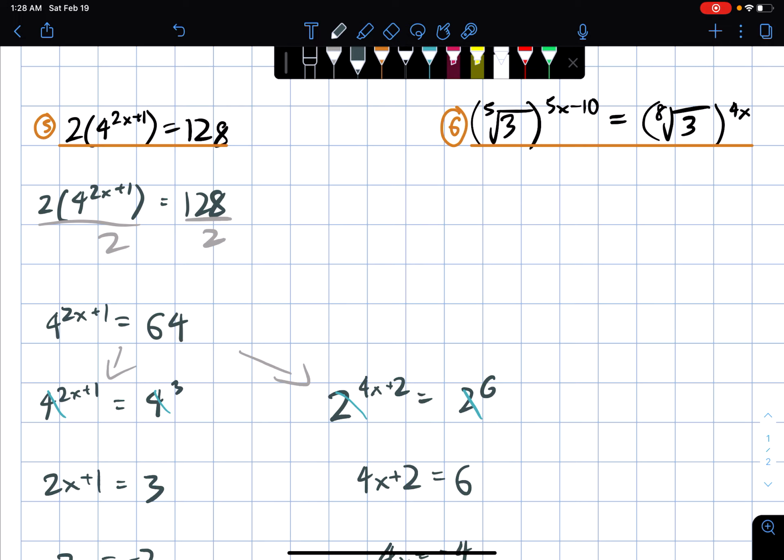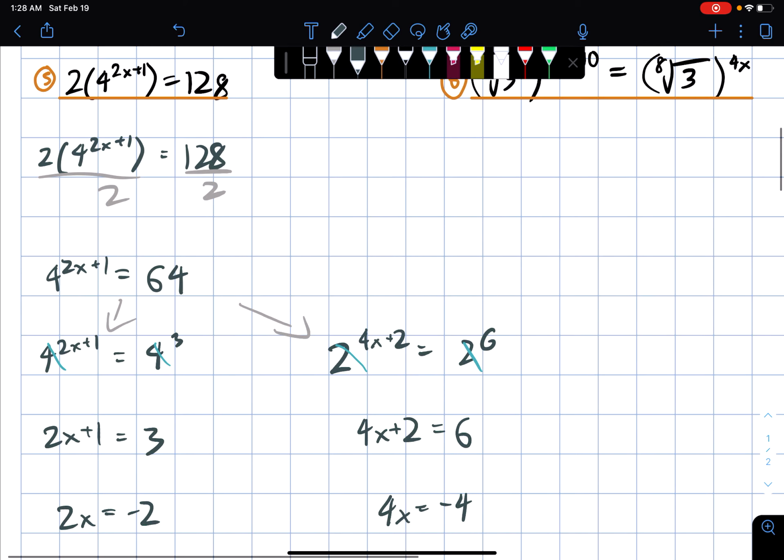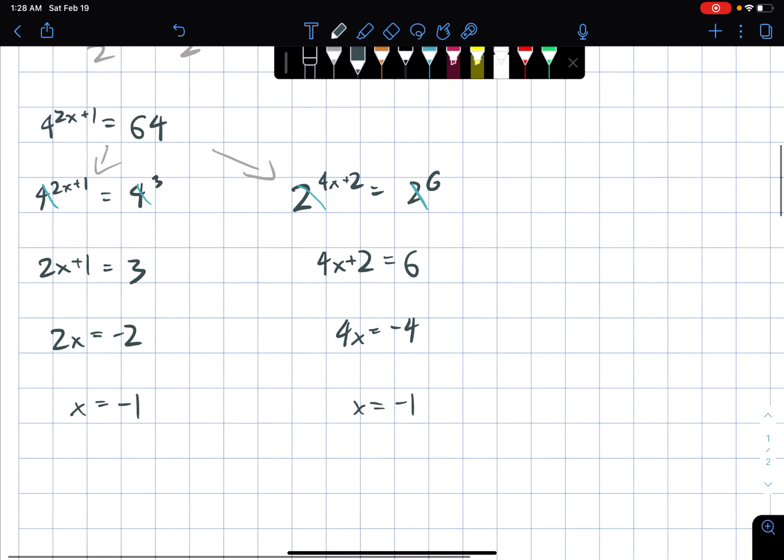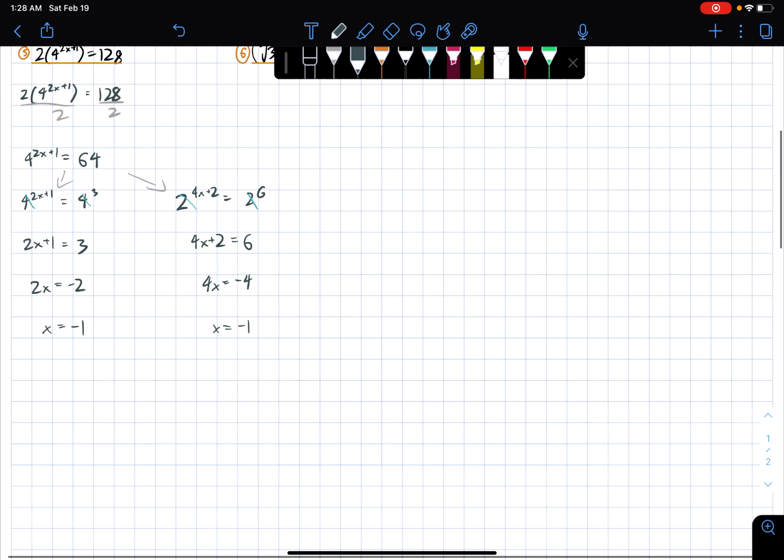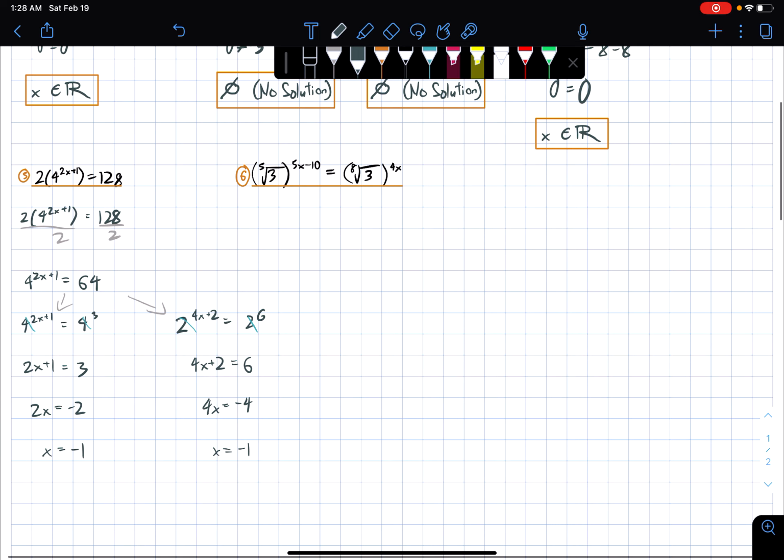It's pretty interesting. I'm not sure why, but the answer is positive 1. I need a few seconds. I apologize for the delay. You may skip this part if you're in a rush. I need a few seconds.